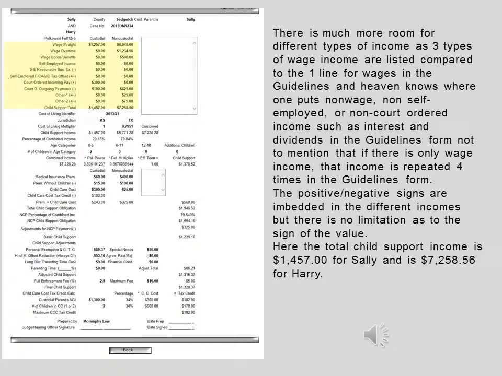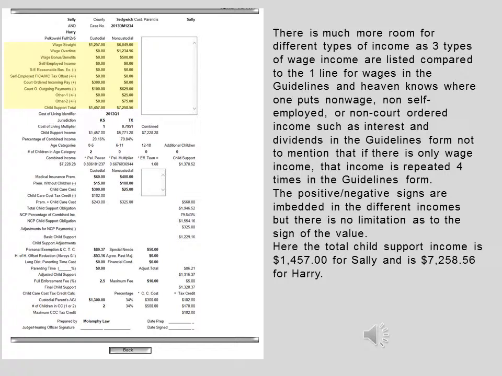There is much more room for different types of income, as 3 types of wage income are listed compared to the 1 line of wages in the guidelines, and heaven knows where one puts non-wage, non-self-employed, or non-court-ordered income, such as interest and dividends in the guidelines form, not to mention that if there is only wage income, that income is repeated 4 times in the guidelines form.